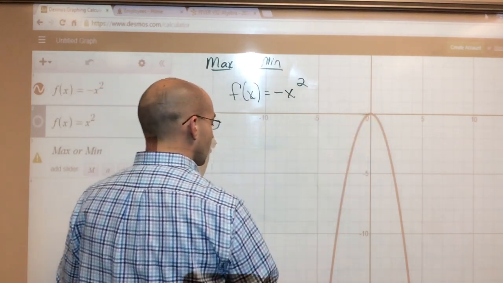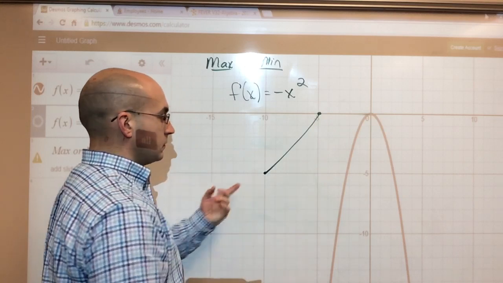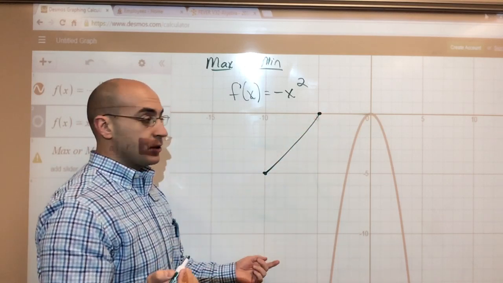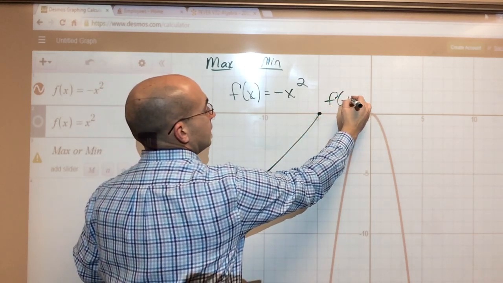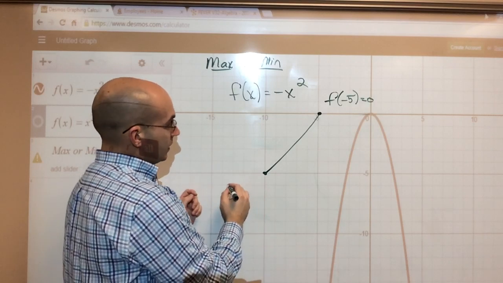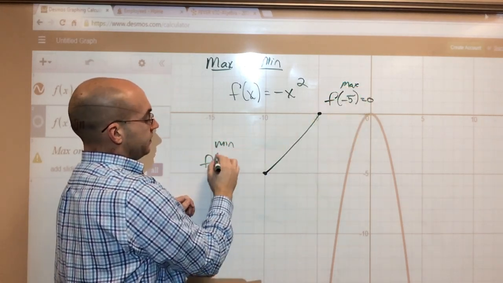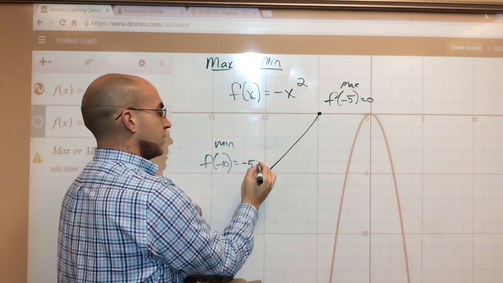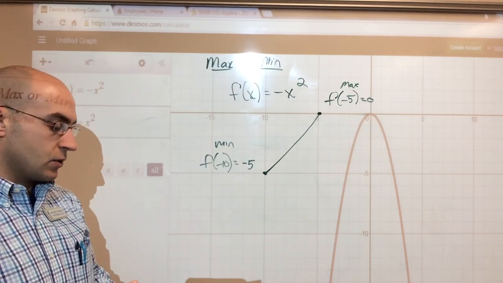Quickly, if I had something like this, just that function, and they're closed circles. Right? So the max value here would be negative 5, 0, or f of negative 5 equals 0. And the minimum value, or the lowest value, would be, this is a max. So a min would be f of negative 10 equals negative 5. Okay, so max value, tallest or highest value, min value, lowest or shortest value.